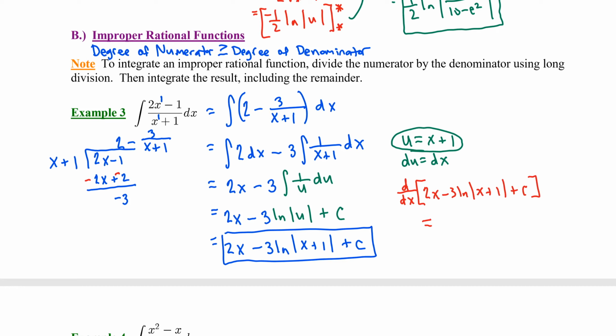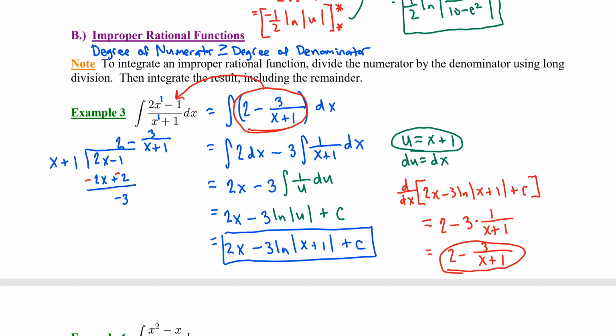This not only checks your answer, but it also gives you practice switching from integration to differentiation. So the derivative of 2x is 2, and the derivative of minus 3 natural log of x plus 1 is minus 3 times 1 over x plus 1, where of course the derivative of c is 0. So notice we end up with the proper form of the integrand. 2 minus 3 over x plus 1 matches our original integrand, which was the result of dividing the original using long division.